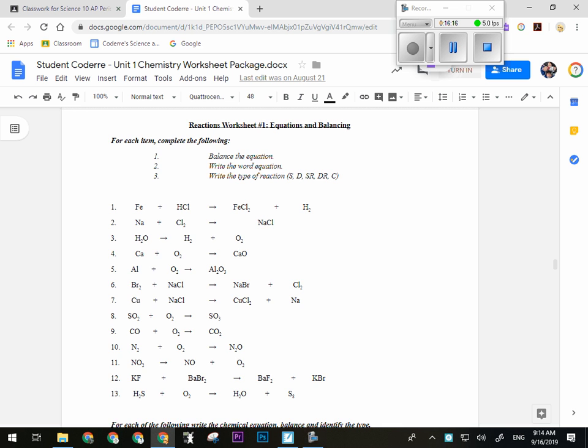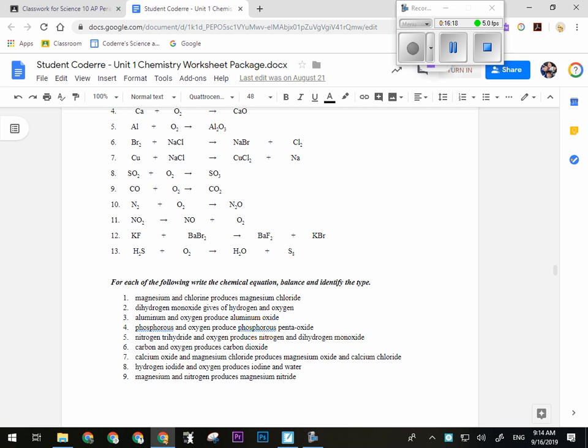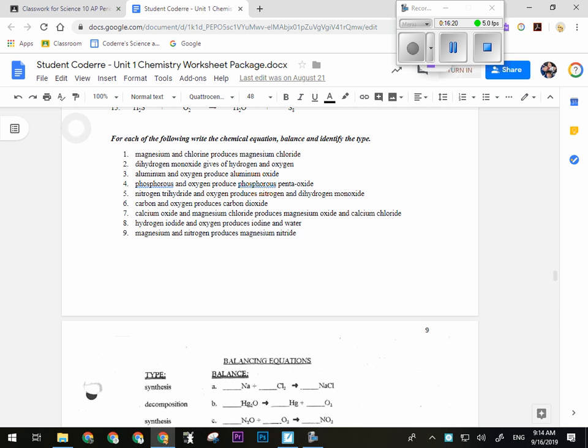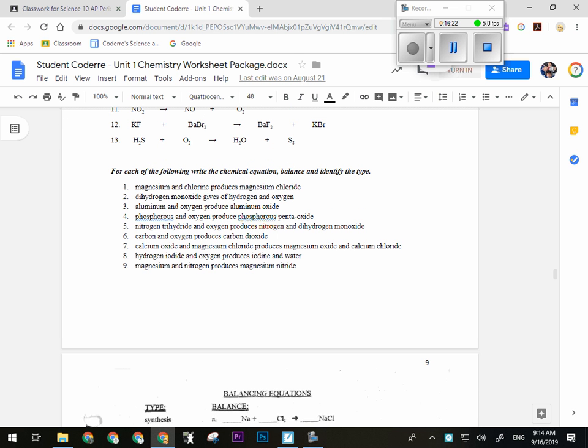This is the part I wanted you to do, right here, where I give you the word equation and you have to write it out in formula form.